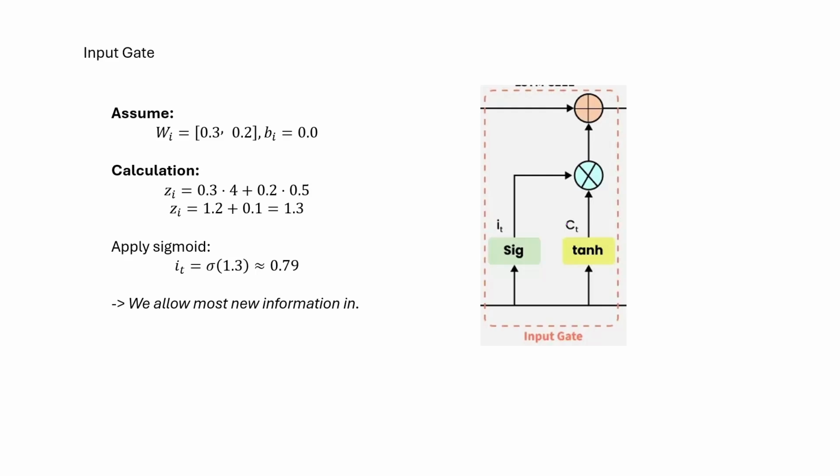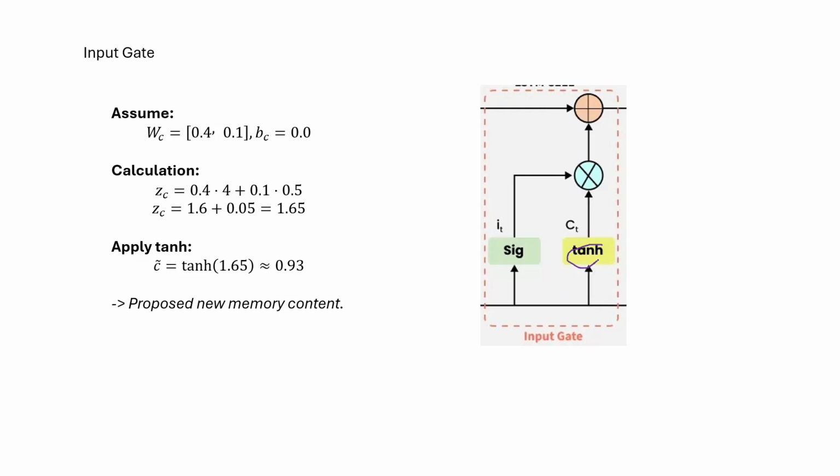Now for the input gate, we also assume some weights and biases. These start random and then get updated through the backpropagation technique. So input, weight, bias, and then we do the activation function. We get 0.79. So we can say that we'll allow almost 80% of the new information.